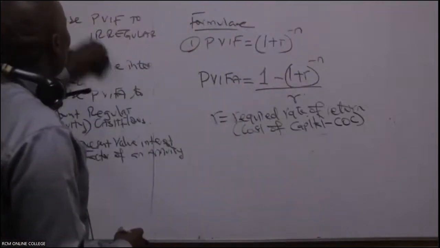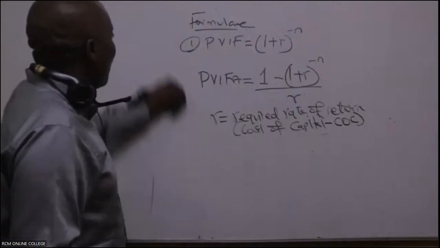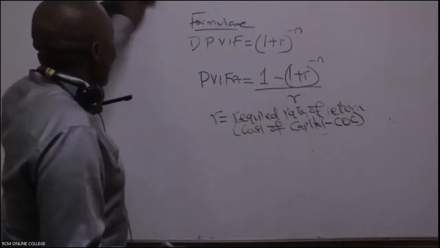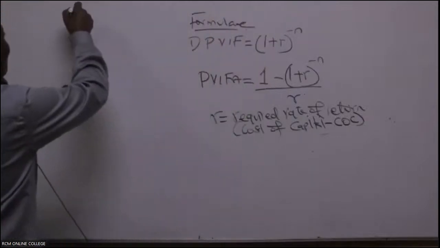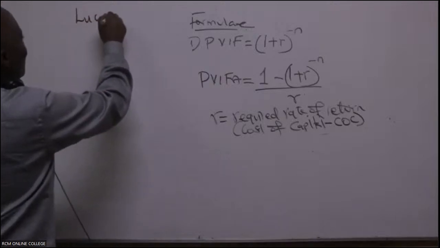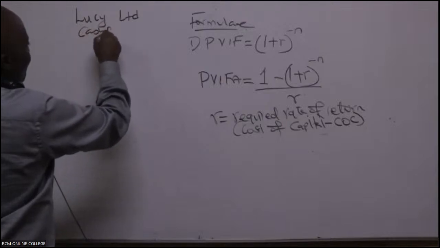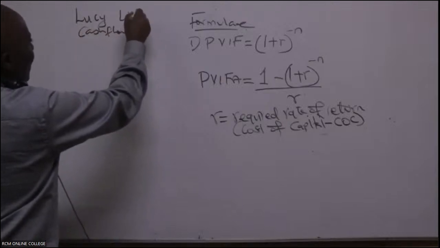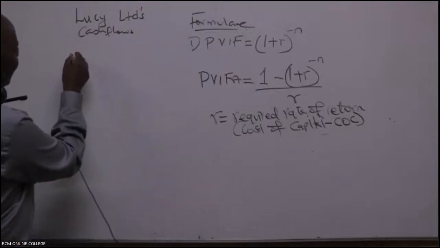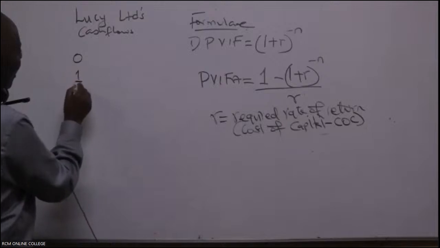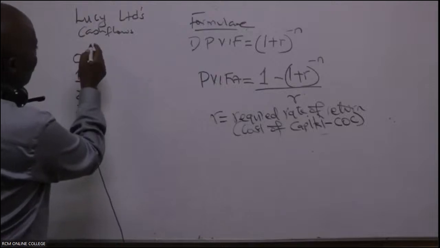Now we go to illustrations right away. I would want us to look at this situation where we have Lucy Limited. Cash flows of Lucy Limited. We have year 0, year 1, year 2, year 3, year 4. So these are the cash flows of Lucy.